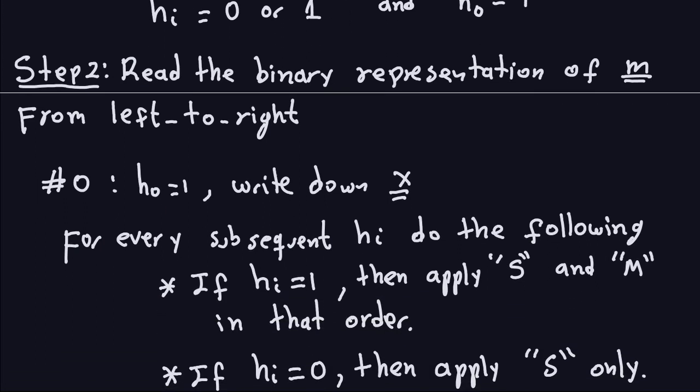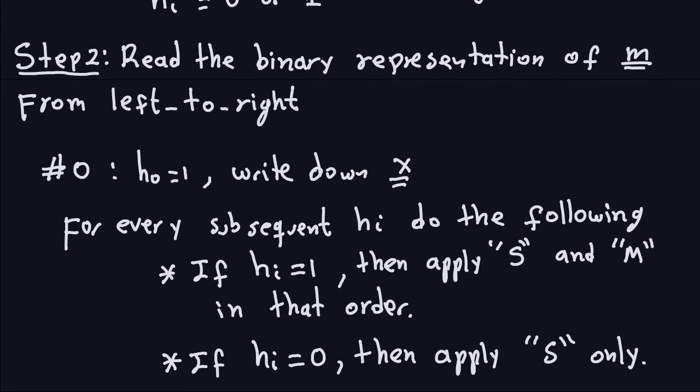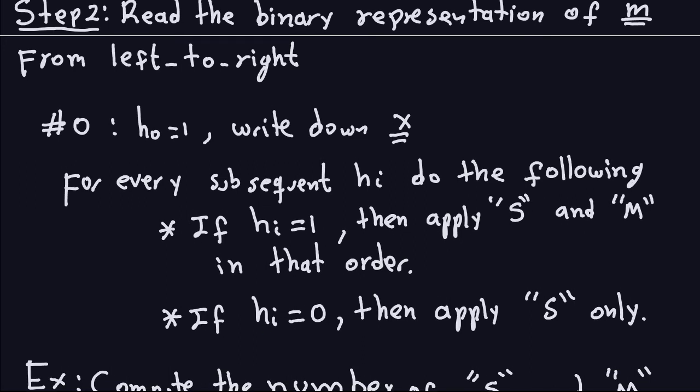Now, if the binary representation of m has a 1, then you apply both a square and a multiplication, in that order. So you apply s and then m in that order. S first, m after. If the binary digit is 0, then you apply the square only.